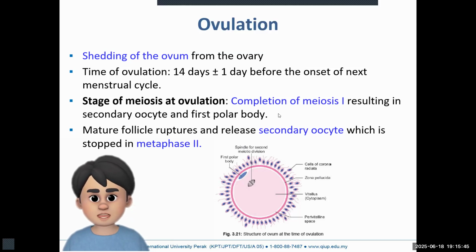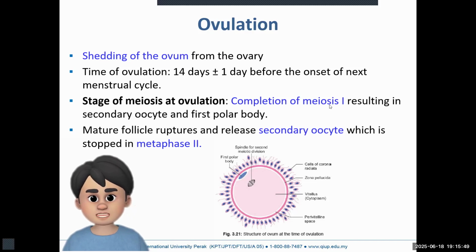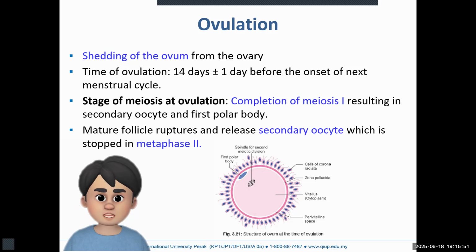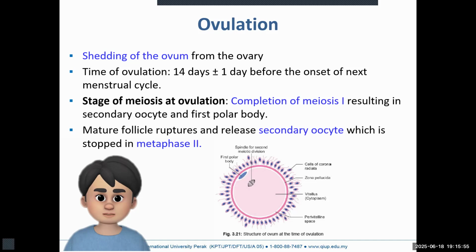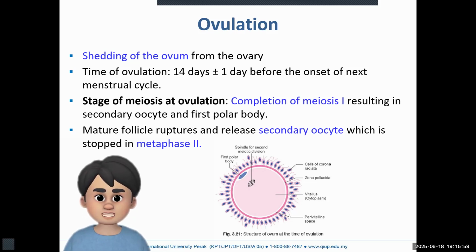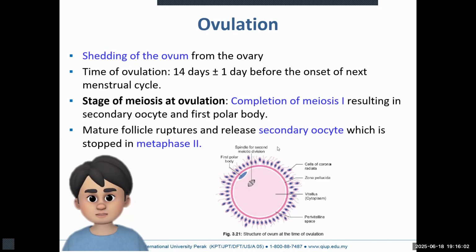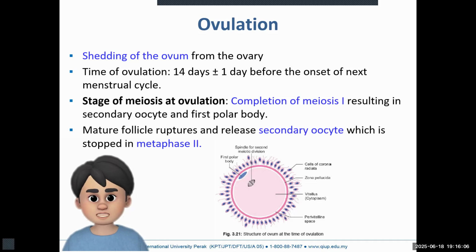Stage of meiosis at ovulation. Completion of meiosis 1. You need to remember meiosis 1, resulting in a secondary oocyte and first polar body. The mature follicle ruptures and releases the secondary oocyte. Those are very important questions: it stops at metaphase 2, right? You can watch the previous videos to understand those things, right?